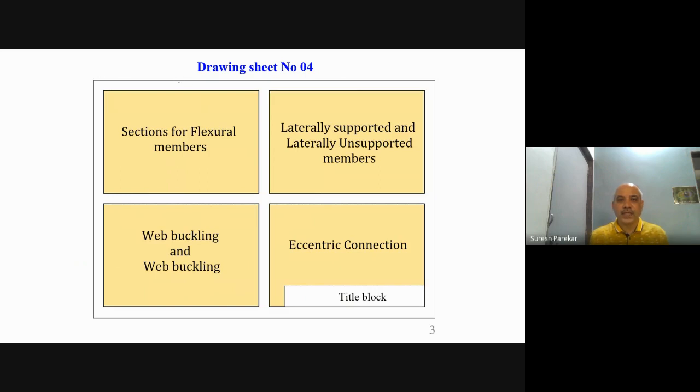So in this, if we see, the first part is sections of flexural members. We have seen tension members, we have seen compression members, and third we have flexural members. Then we have laterally supported and laterally unsupported members. This will be the second part. Then we have web buckling, and sorry, web crippling. So web buckling and web crippling will be the third part, and the fourth part is eccentric connection. So we have to go with these four parts: one, two, three, and four.